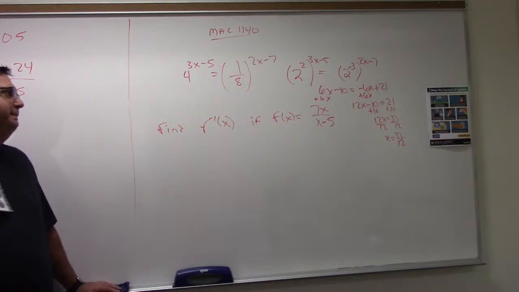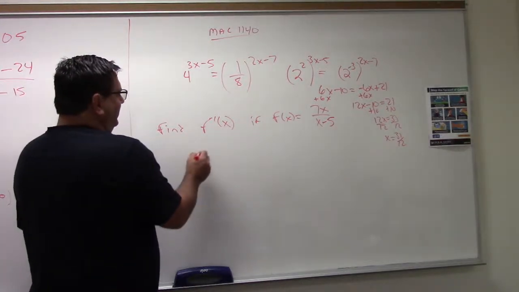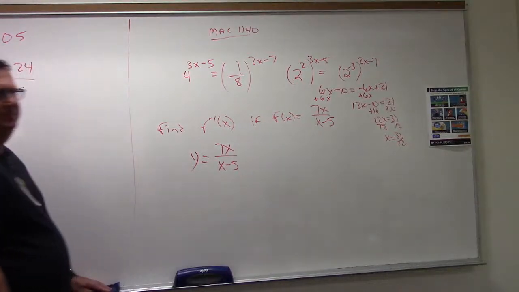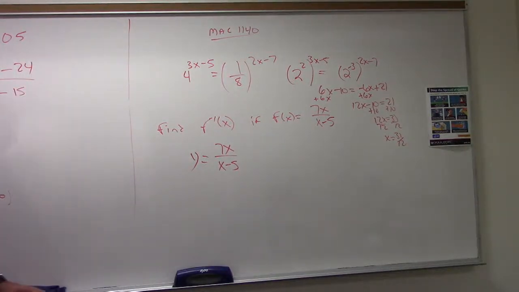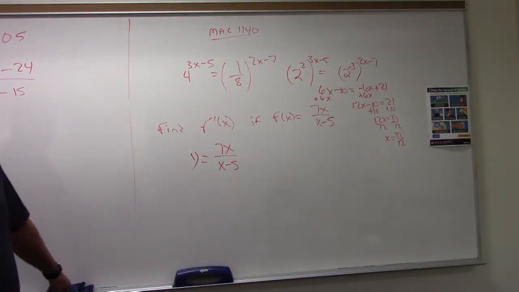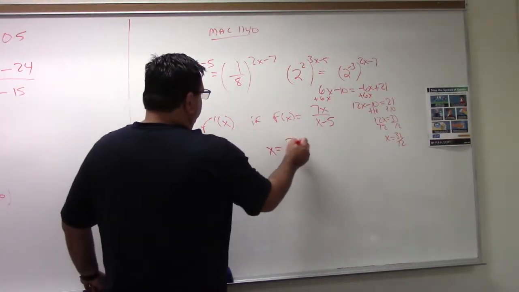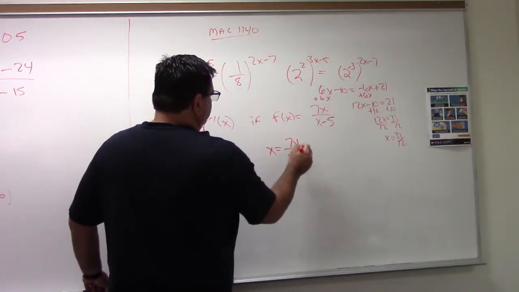All right. So we got, that's why you're here though. You're here to get better. All right, y equals 7x over x minus 5, yeah? So x equals 7y over y minus 5.